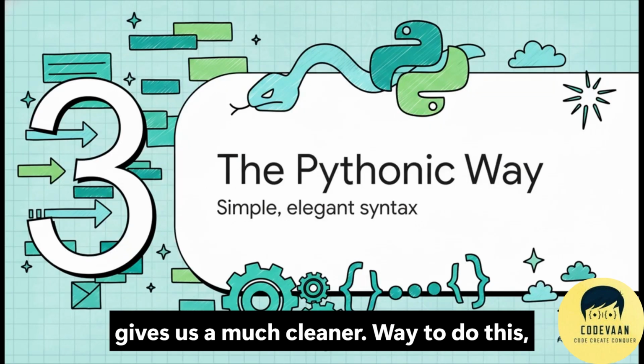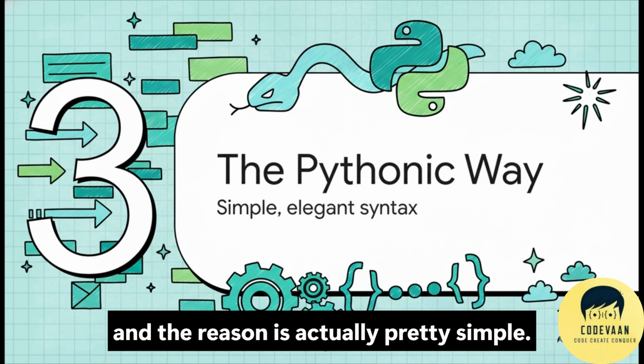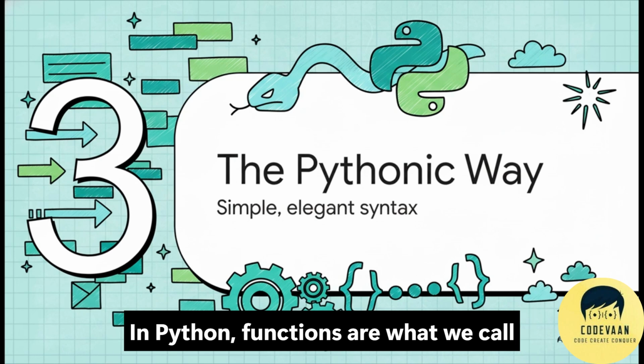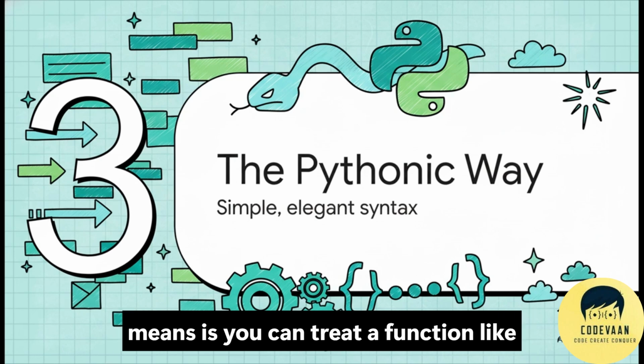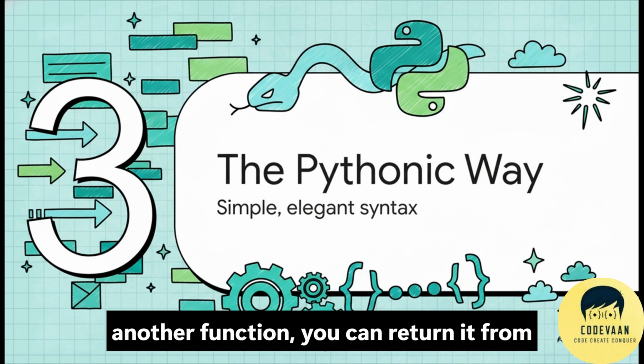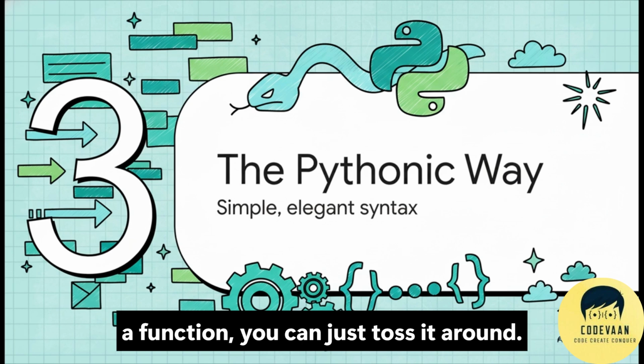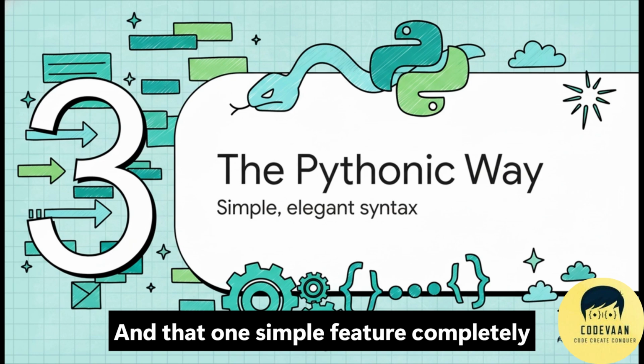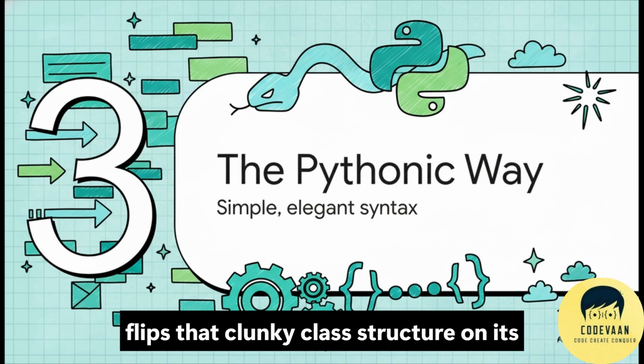Luckily for us, Python gives us a much cleaner way to do this. And the reason is actually pretty simple. In Python, functions are what we call first-class citizens. All that really means is you can treat a function like any other variable. You can pass it to another function, you can return it from a function, you can just toss it around. And that one simple feature completely flips that clunky class structure on its head.